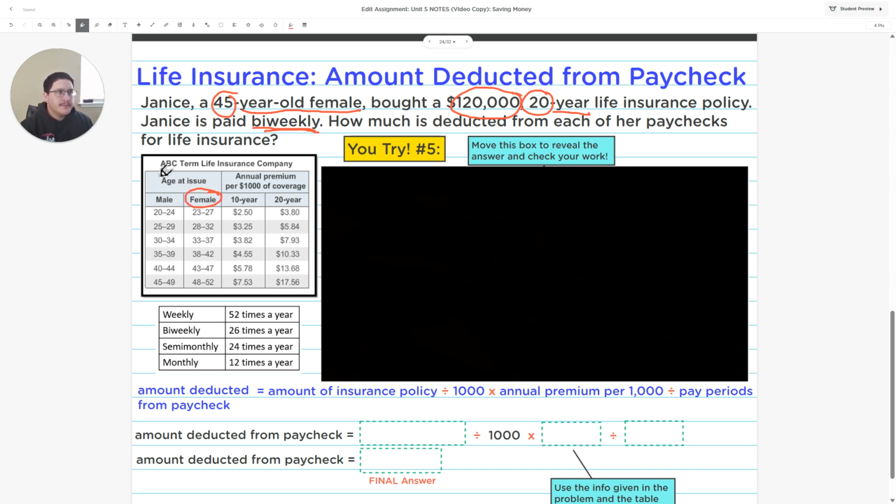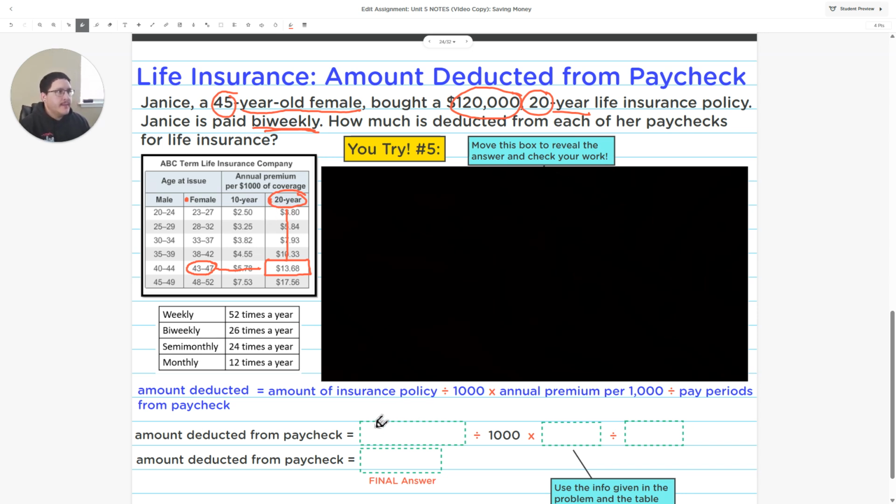45-year-old female, so 45 will be right here between 43 and 47, according to this chart. That shows us the coverage per $1,000 based on your gender and the years that you're taking out for the life insurance policy, which we said was a 20-year policy. So, zooming in on how much is going to get covered, $13.68 per $1,000 of coverage. So we're going to use that in our calculations.